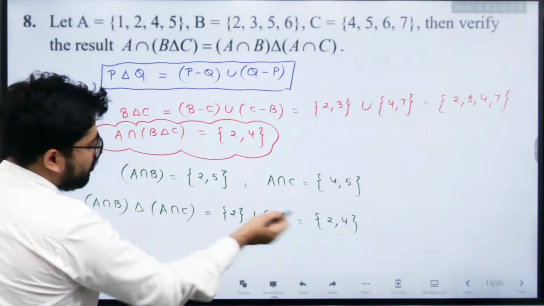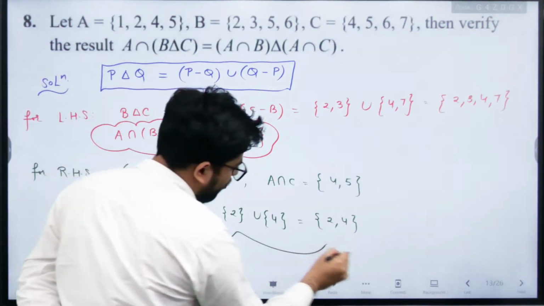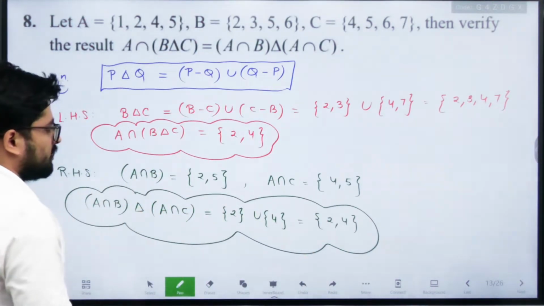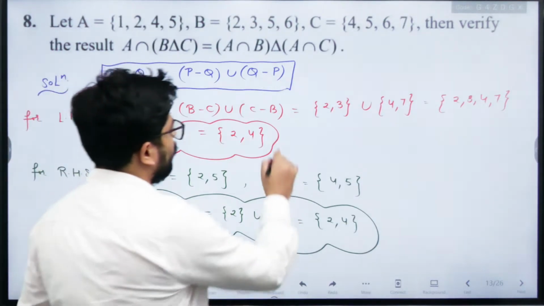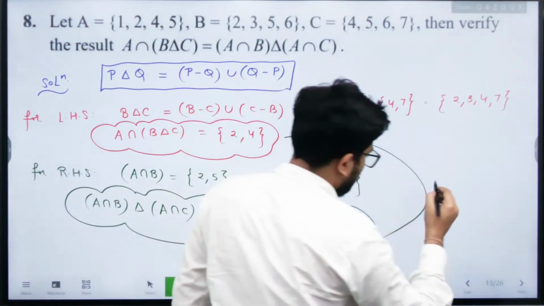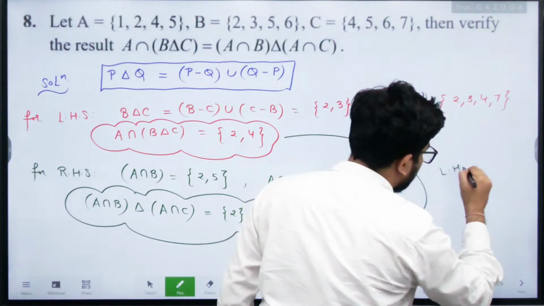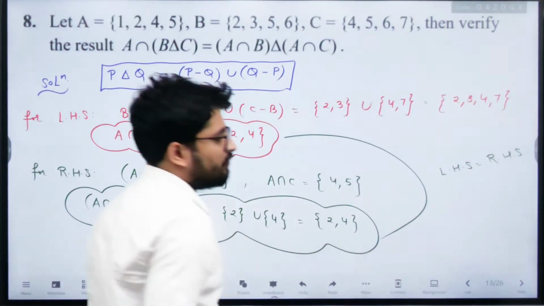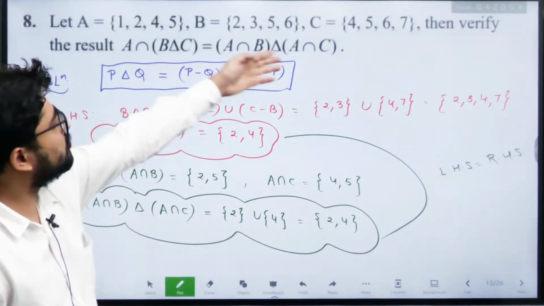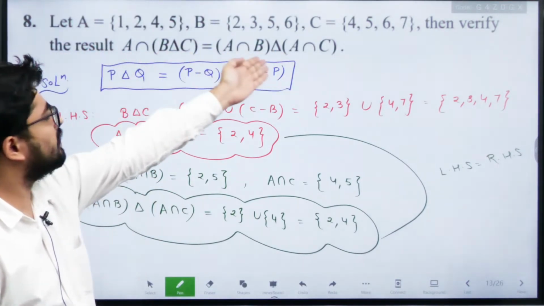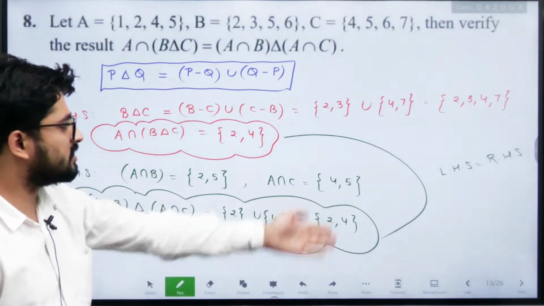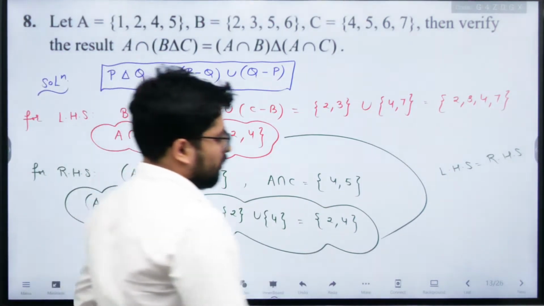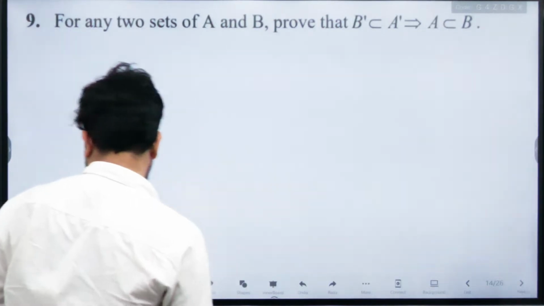Okay. So if you observe, both the things are equal. So from here we can say left hand side is equal to right hand side. Hence verified. So here you have some sets and you have to verify the given result. So this is the verification. Okay. Now let's do the next one. Next question.